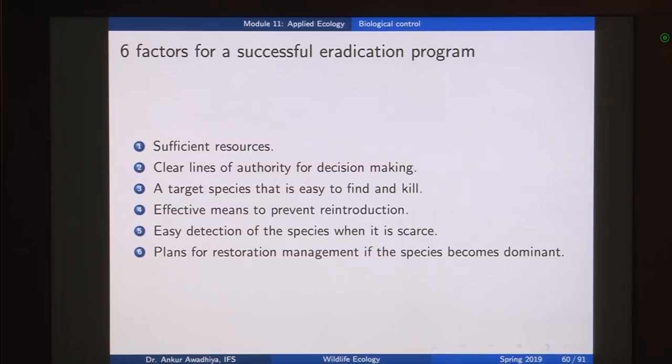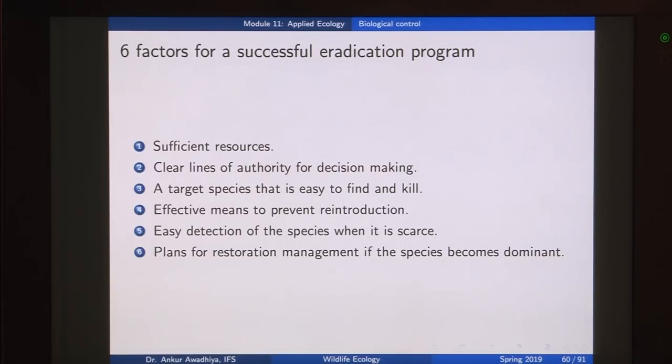You need to have a target species that is easy to find and kill. In this case, the prickly pear was very easy to see, and you need to have an effective means to prevent reintroduction. Now it does not make any sense if you are killing off the prickly pear and people are bringing prickly pear again to use in their gardens, so that it releases again into the environment. So if you are going for any such mechanism, there has to be an effective means to prevent reintroduction. So you need to tell everybody that they should not be bringing more and more prickly pears, and they should not be using these prickly pears in their gardens, and probably some amount of penal penalties as well.